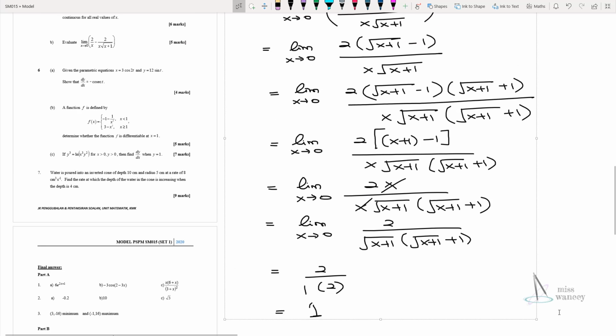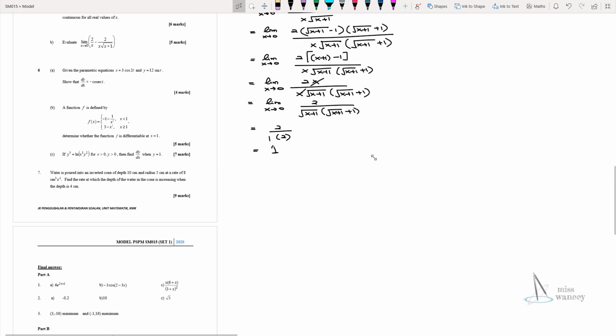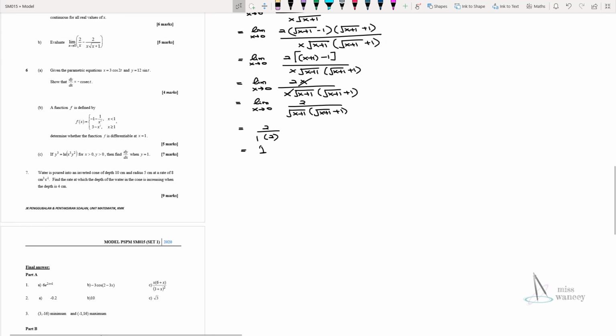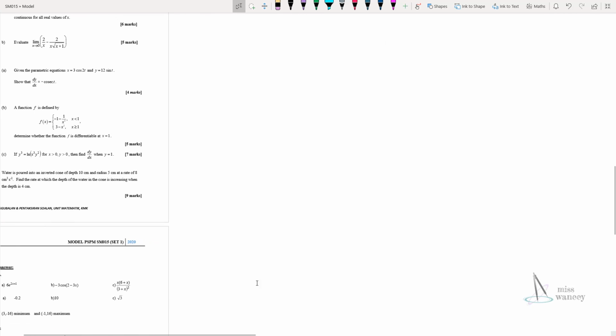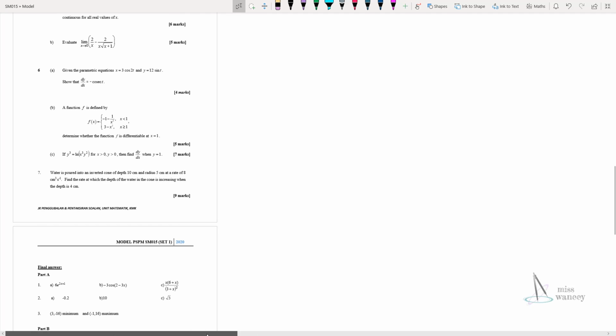Okay, group first. And then let us do question number 6. Okay, so question number 6, given the parametric equation, so 6a, so I have x equal to 3 cos 2t, and I have y equal to 12 sin t, and they want us to show that dy over dx is negative cosecant t.